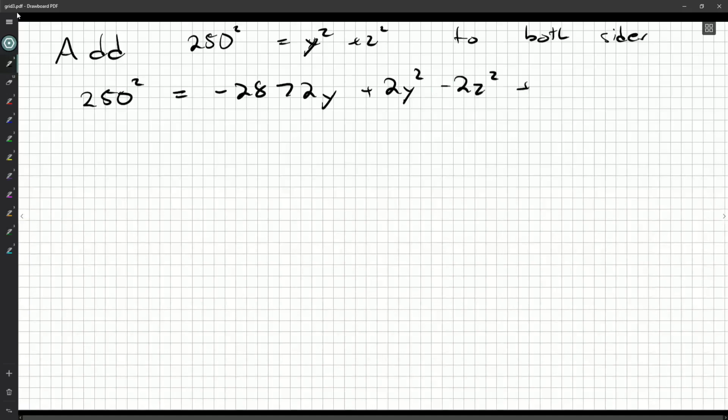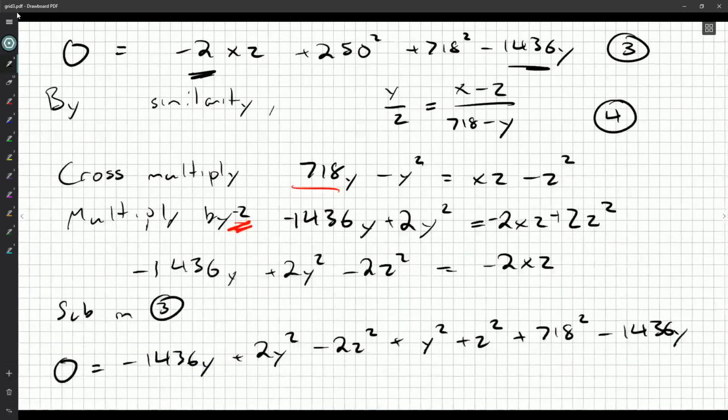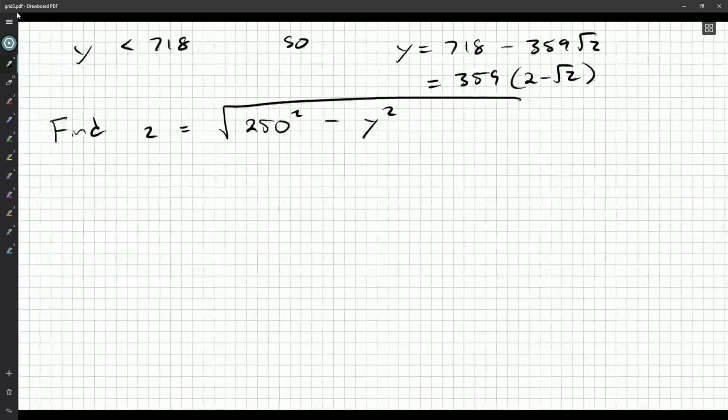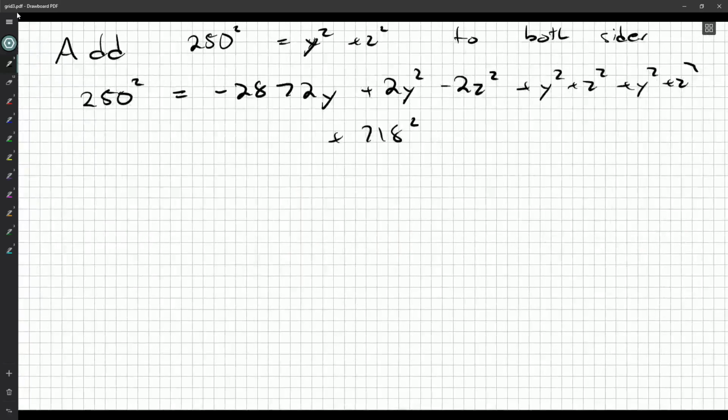Minus 2z squared, there we go. Plus the y squared plus the z squared plus another y squared plus another z squared plus 718 squared. I think we've got everything. Yes, although if the numbers get weird and I'm starting to feel uncomfortable, we'll go back and double check and we'll find that I've made some other mistake. There go the z's. We'll get 4y squareds.